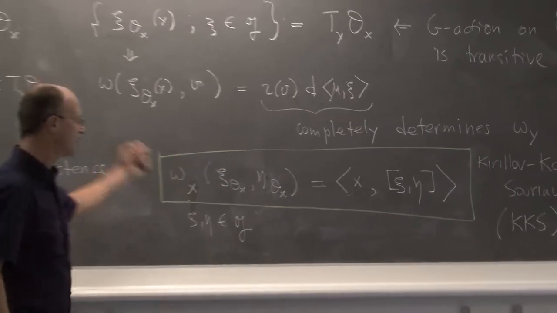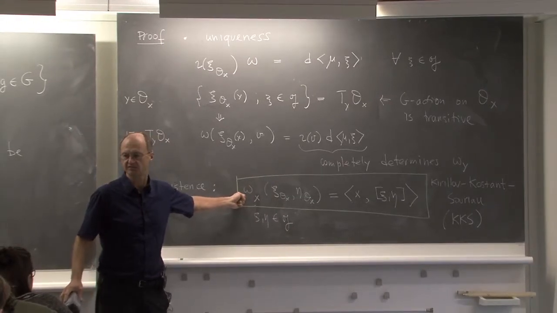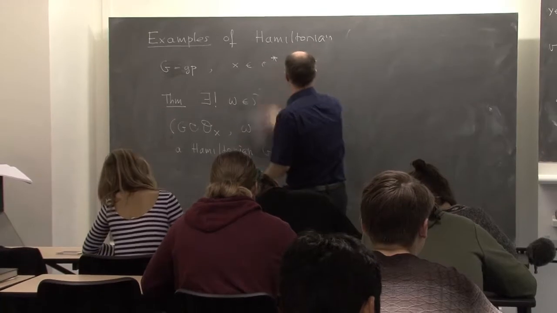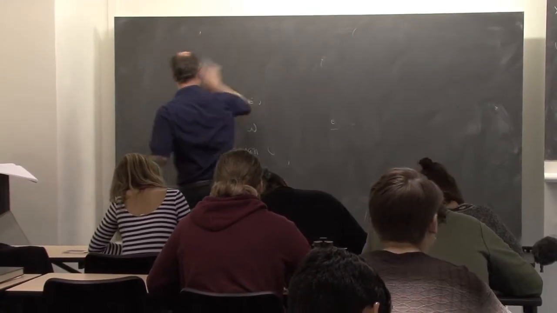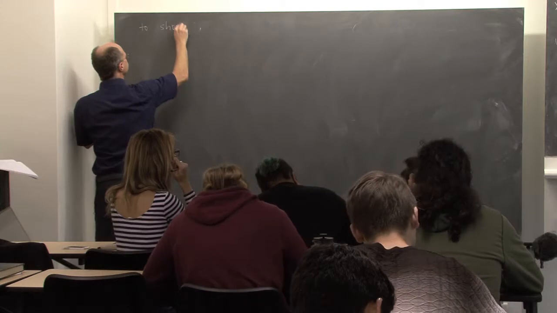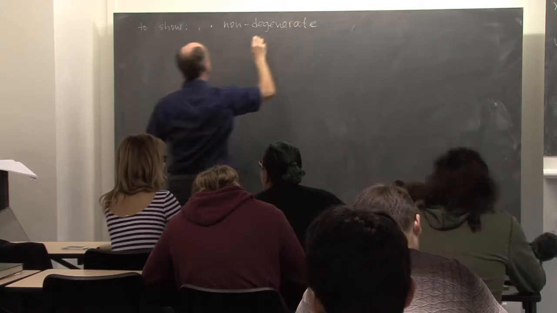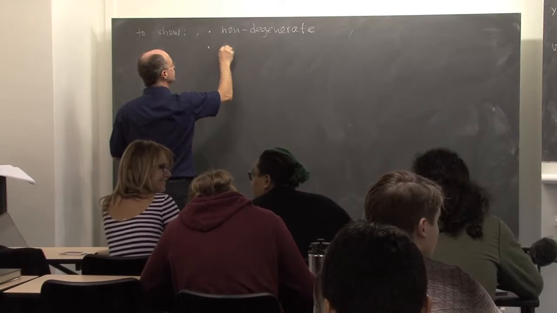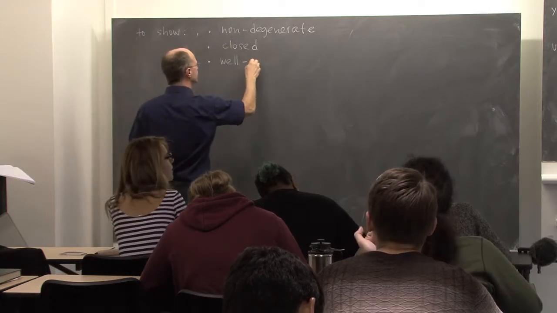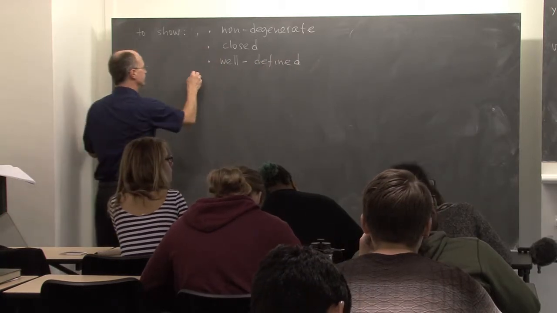So I'm praising the formula, but to start with, it's not even clear whether it's well defined. So let's discuss several issues: whether it's well defined, whether it's non-degenerate, and whether it is closed. These are the things to show. Non-degenerate, closed, and above all, I should have written it on top, well defined.